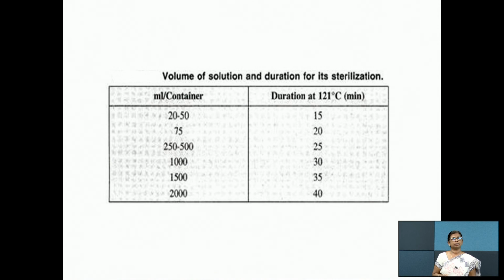For example, if it is 2000 ml, that is 2 liters, then the duration is 40 minutes. You have to increase the sterilization duration to 40 minutes. Only then will there be complete removal or killing of the microorganisms.